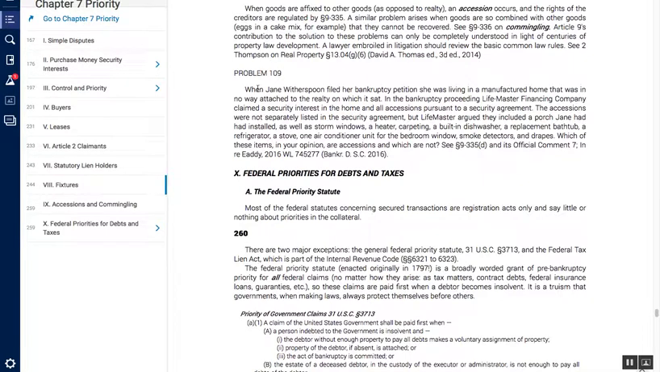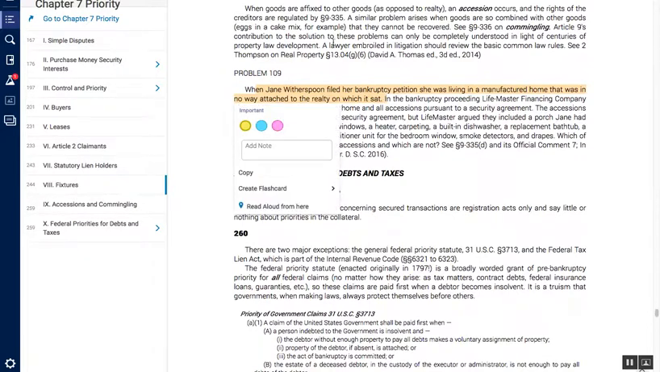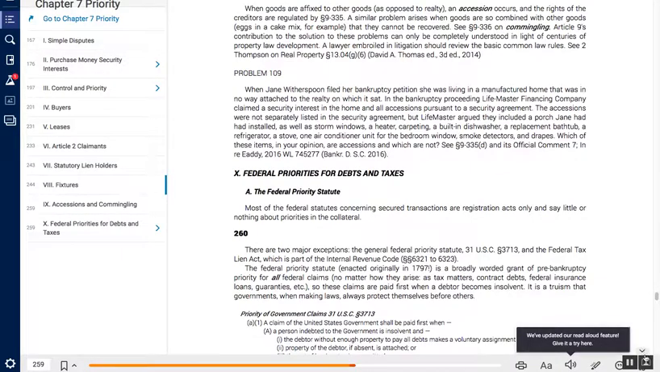So, when Jane Witherspoon filed her bankruptcy petition, she was living in a manufactured home that was in no way attached to the realty on which it sat. Okay. This harkens back to our assignment on fixtures. Was this a fixture? Is it so attached to the realty as to become part of the real estate? I don't think so. It's not attached in any way. It sounds like it can roll right off there. And so probably not a fixture. Anyway, that was just a little bit of review.